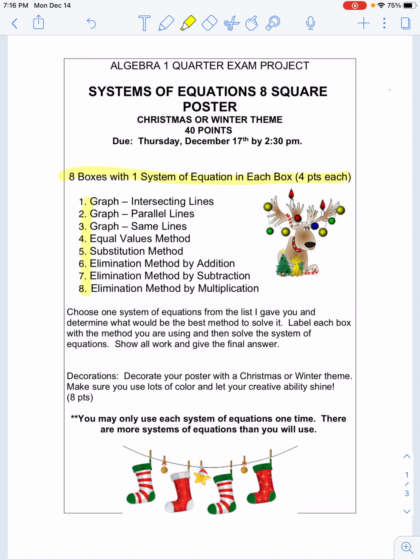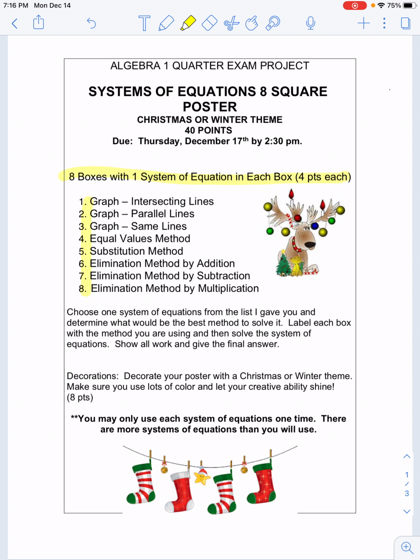So on the next page is going to be a bunch of systems of equations you're going to choose from. You're going to choose 1 for each box that would work. So it says, label each box with the method you're using and then solve the system of equations. Show all work and give the final answer.